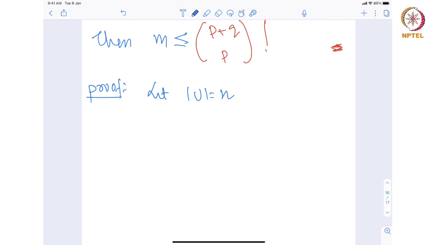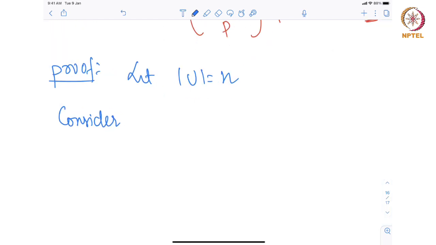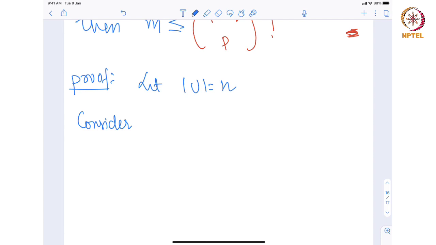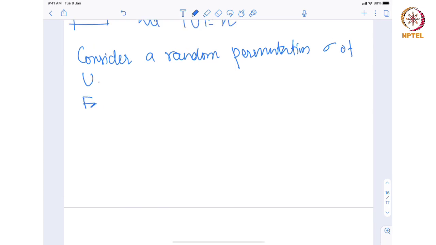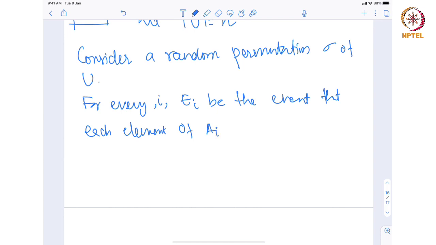Let us consider a random permutation sigma of U. And for every i in M, so there are two lemmas we would like to prove. Define for every i, Ei to be the event that each element of Ai appears before Bi in sigma. Okay. So this is going to be my event.